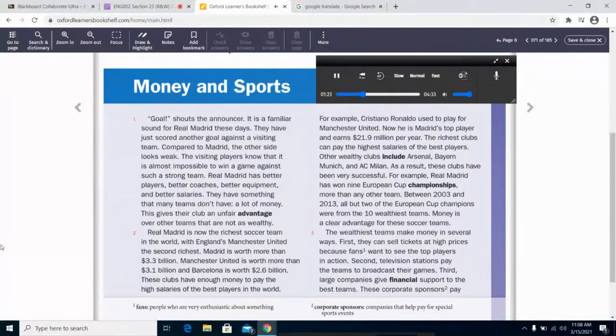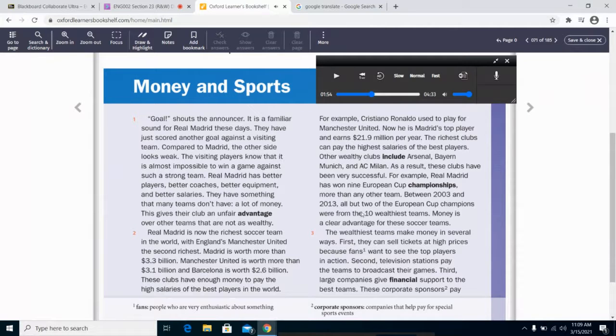The richest clubs can pay the highest salaries of the best players. Other wealthy clubs include Arsenal, Bayern Munich, and AC Milan. As a result, these clubs have been very successful. For example, Real Madrid has won 9 European Cup championships, more than any other team. Between 2003 and 2013, all but 2 of the European Cup champions were from the 10 wealthiest teams. Money is a clear advantage for these soccer teams.